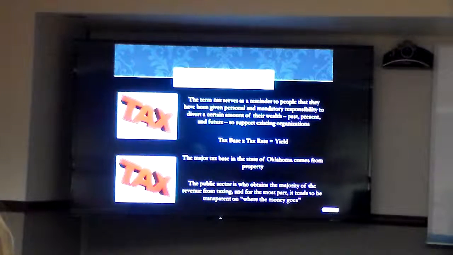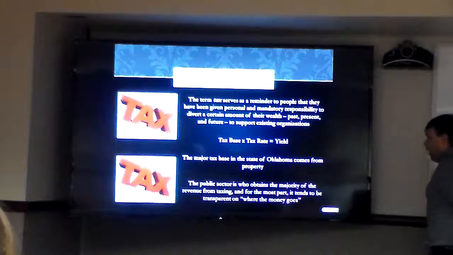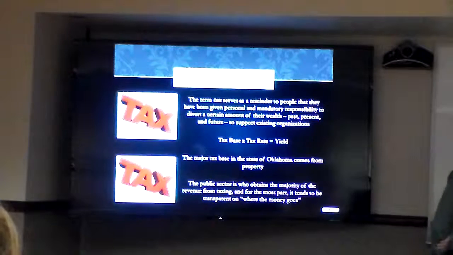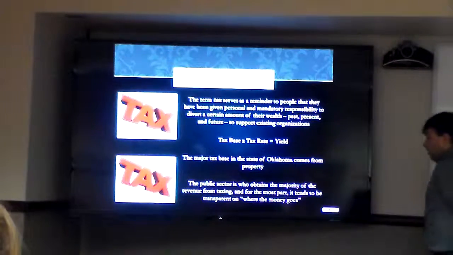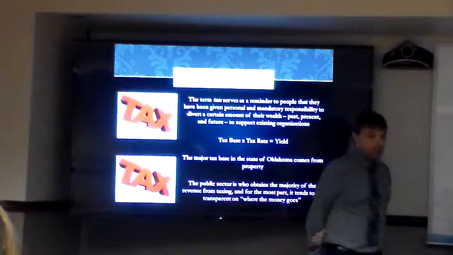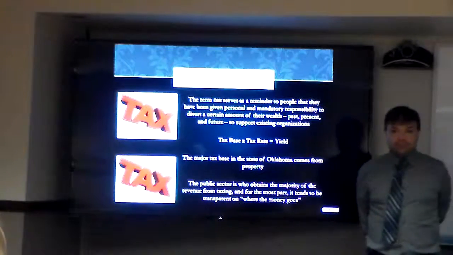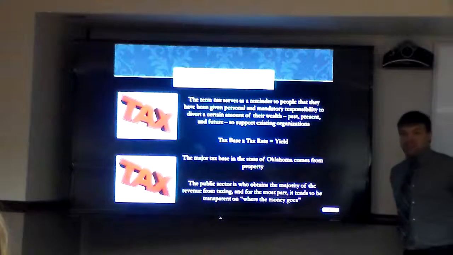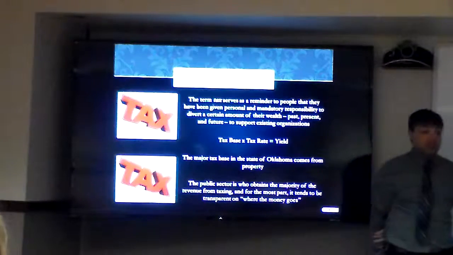So the big idea is that the tax base times the tax rate equals the yield. But in Oklahoma, our major tax base in the state comes from property taxes. This is where the money comes from, and the money goes back into the schools. That actually is a good thing. Why is it good that most of our school funding is coming from property taxes in the state? Why is that positive? Because everyone's invested in education. Yep, and everybody that lives in the district is invested in the district, and that's very good.